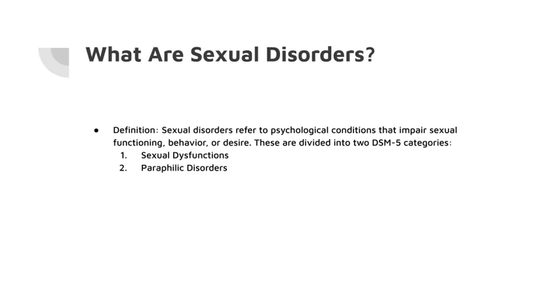What are sexual disorders? Sexual disorders can affect anyone regardless of age or gender and can deeply affect mental and emotional well-being. These are not simply based off preference, they involve distress, dysfunction, or harm. The definition: sexual disorders refer to psychological conditions that impair sexual functioning, behavior, or desire. These are divided into two DSM-5 categories: sexual dysfunctions and paraphilic disorders.